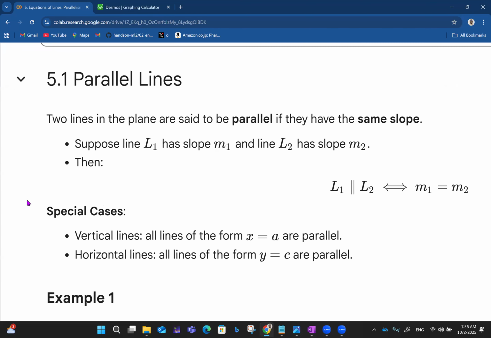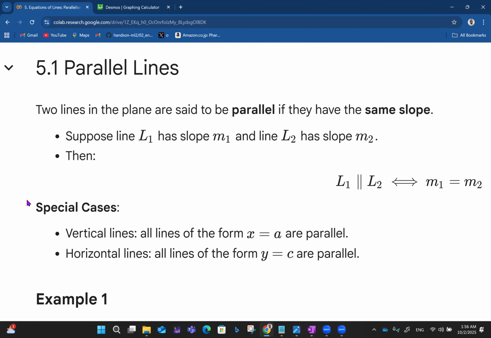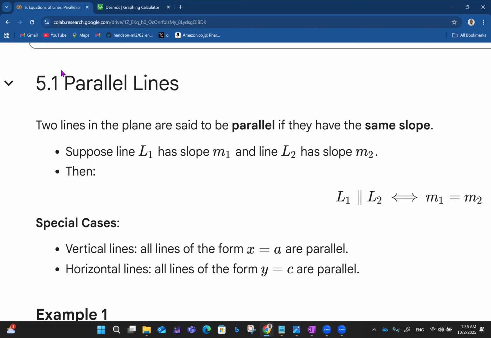So for parallel lines, to start with, two lines in the plane are said to be parallel if they have the same slope. Suppose line L1 has slope M1 and line L2 has slope M2. Then line L1 is parallel to line L2 if and only if M1 is equal to M2. So if you have two lines with the same slope, then the lines have to be parallel, right?